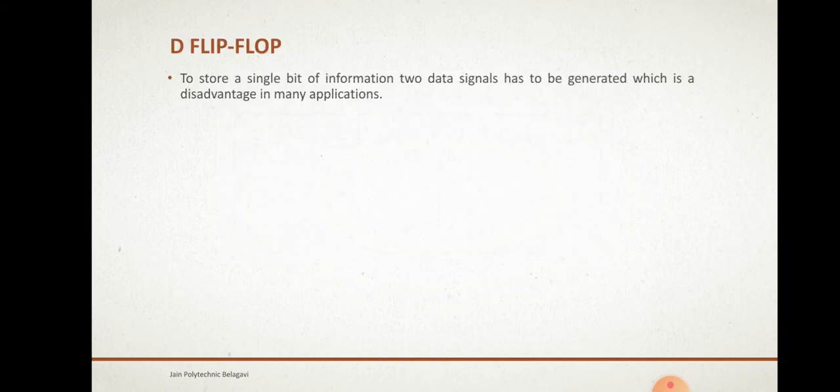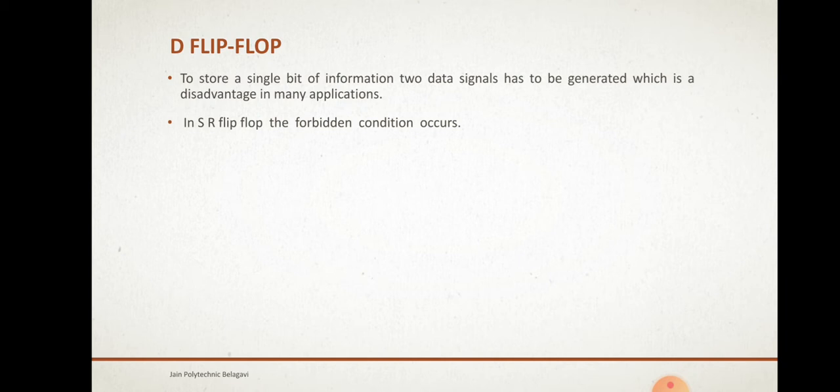So next one, D flip flop. D flip flop means delay flip flop. The SR and JK flip flops have two data inputs to store a single bit of information, so two data signals need to be generated, which is a disadvantage in many applications. Further, in the SR flip flop the forbidden condition occurs. To overcome these disadvantages, the D flip flop is introduced.